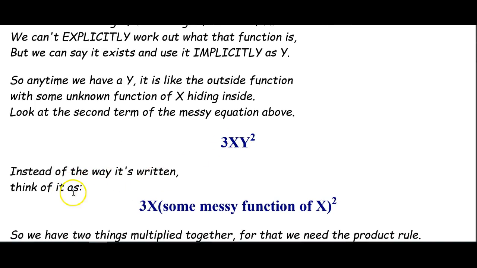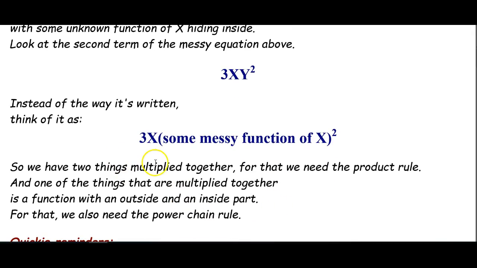Instead of the way it's written, think of it as 3x times some messy function of x, squared. So we have two things multiplied together, for that we need the product rule. And one of the things that are multiplied together is a function with an outside and an inside part. For that we also need the power chain rule.